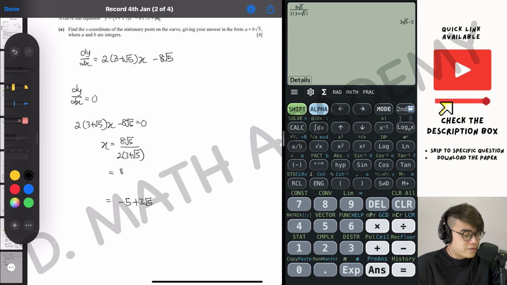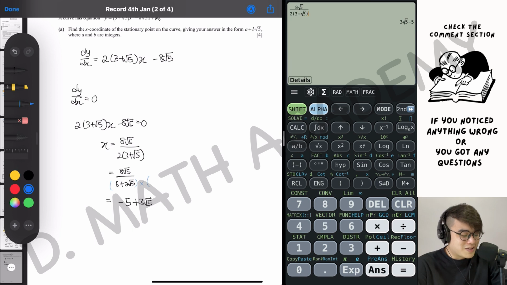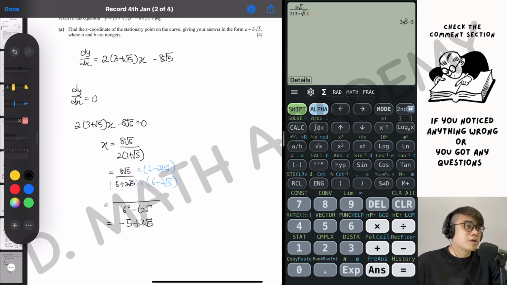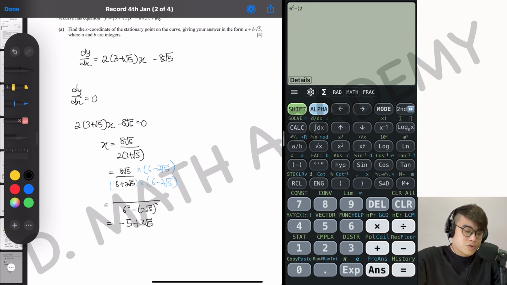So what they are expecting from you is actually for you to write this thing down. Where you pretend you did the calculation here by putting in this indication. Show them one more step before you get the final answer, where you multiply it up. So you got 6 squared minus 2 square root 5 being squared.